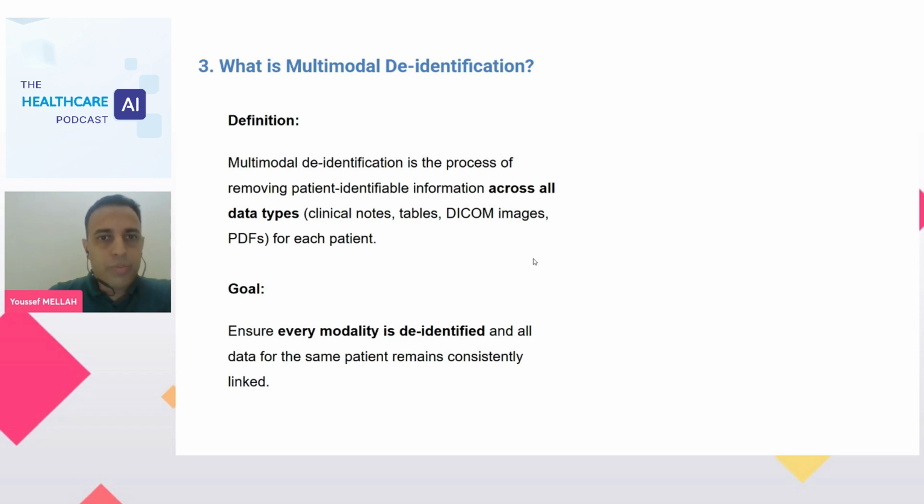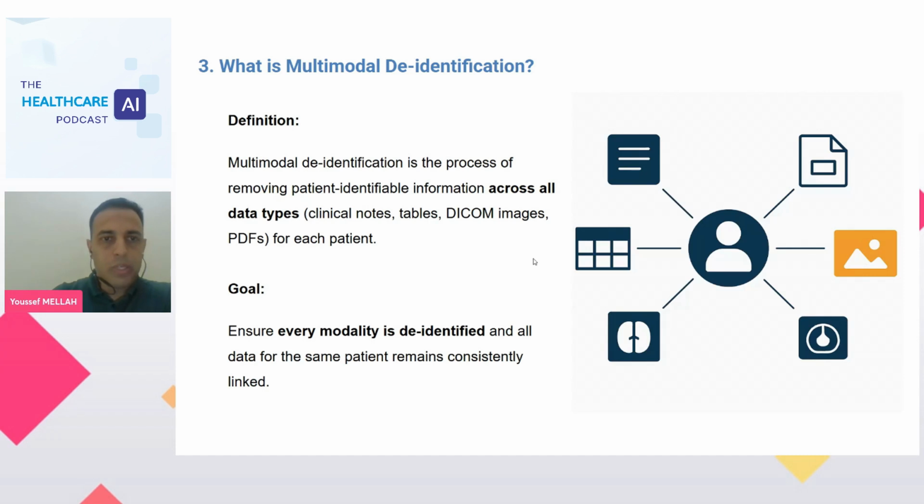But before starting, what is multimodal identification? As you know, multimodal identification is the process of removing patient identifiable information across all data types. For example, for the same patient, we can have multiple types of documents: clinical notes, tables, or structured data. You can have DICOM images, SVS, or PDFs, either selectable or scanned PDFs, for each patient.